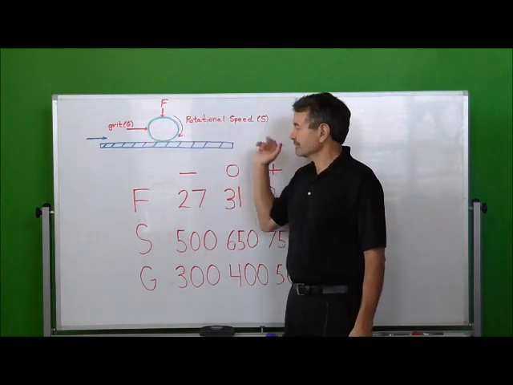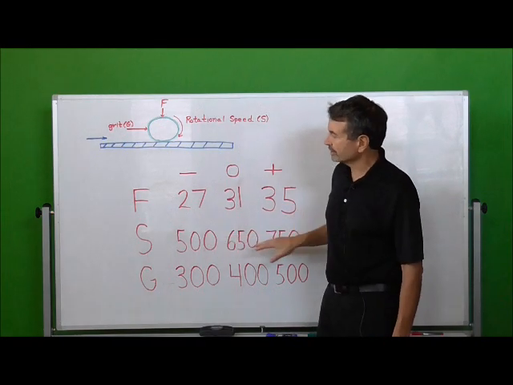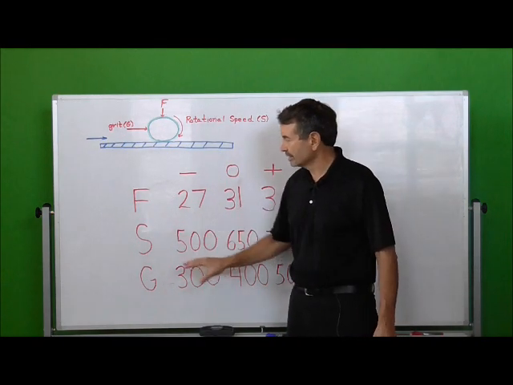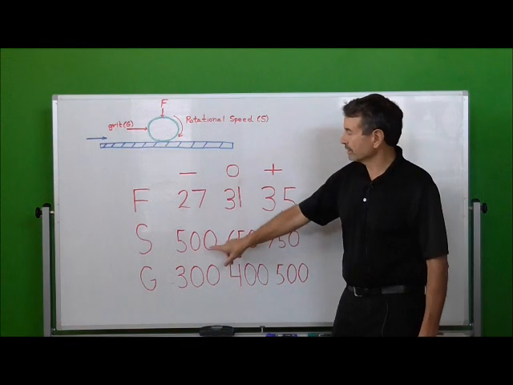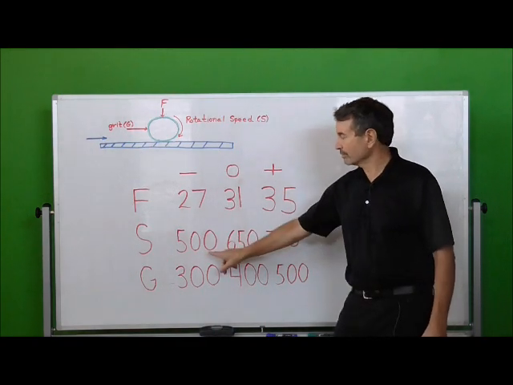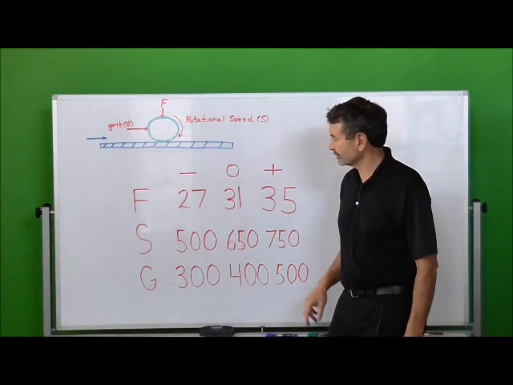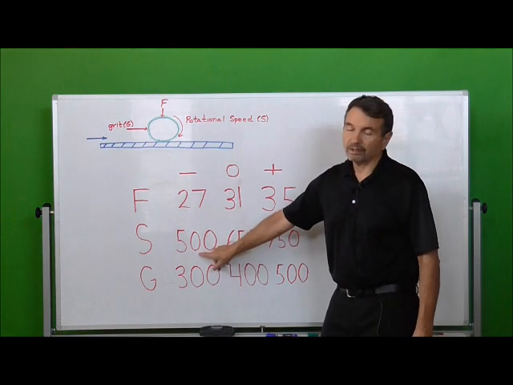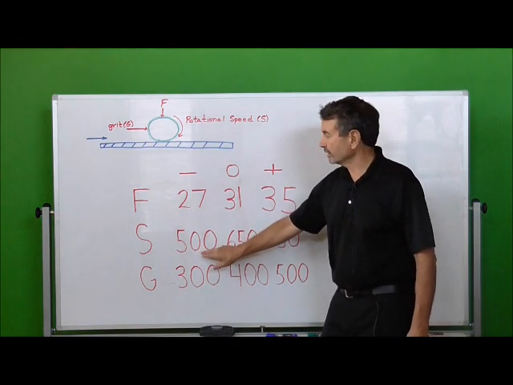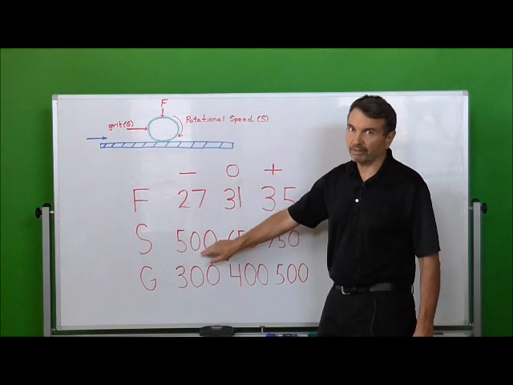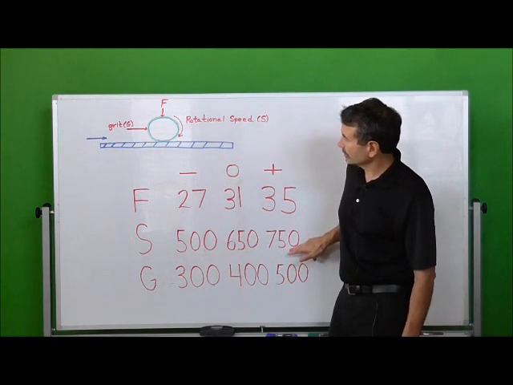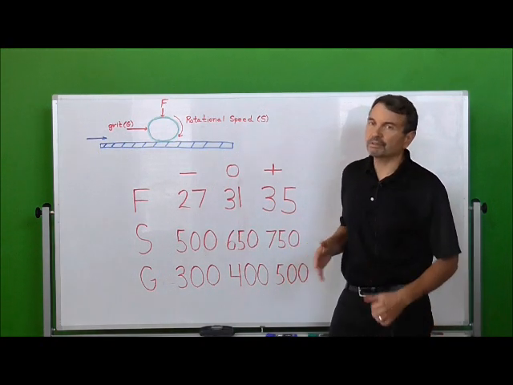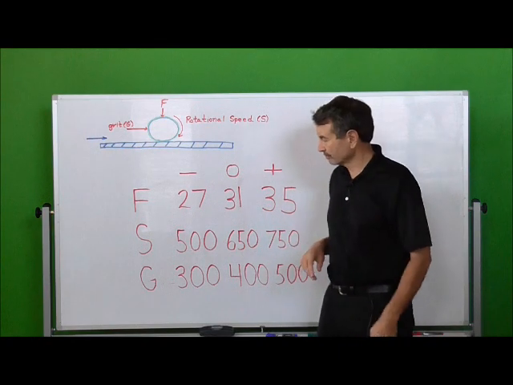Same thing with the rotational speed. We're going to call the rotational speed S, and we're going to do it in RPMs. It normally runs at 650, and by consensus of the group, we don't want to lower it to less than 500, and we will take it up to a maximum speed of 750, which is the maximum speed of the equipment.